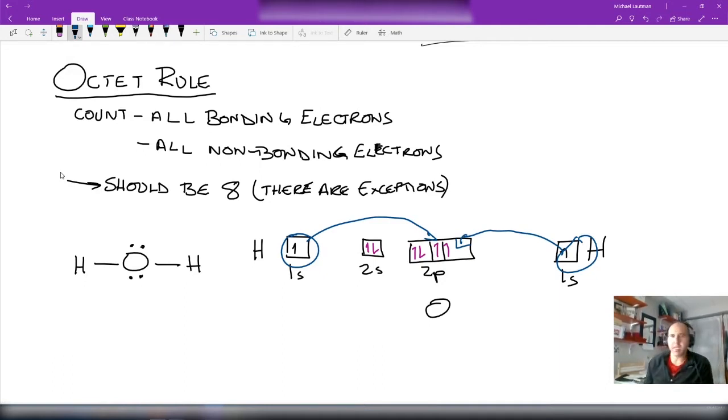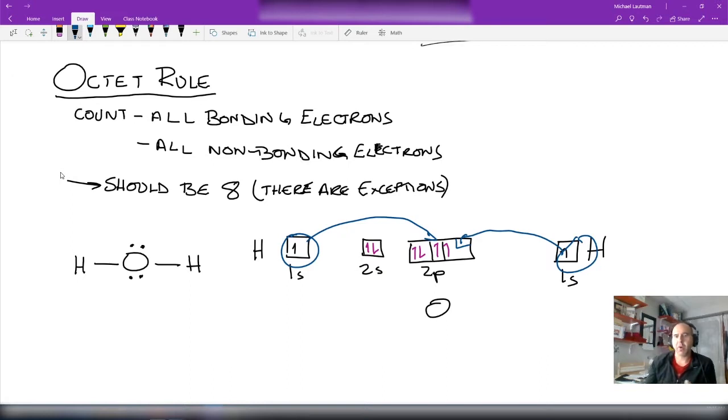And you can see that for the elements that we deal with commonly, oxygen, nitrogen, carbon, for example, their valence is in n equals 2. And the orbitals that are available in n equals 2 are 2s and 2p. And guess what? How many electrons do we have room for in 2s and 2p? 8. So the number of electrons surrounding those atoms cannot exceed 8.